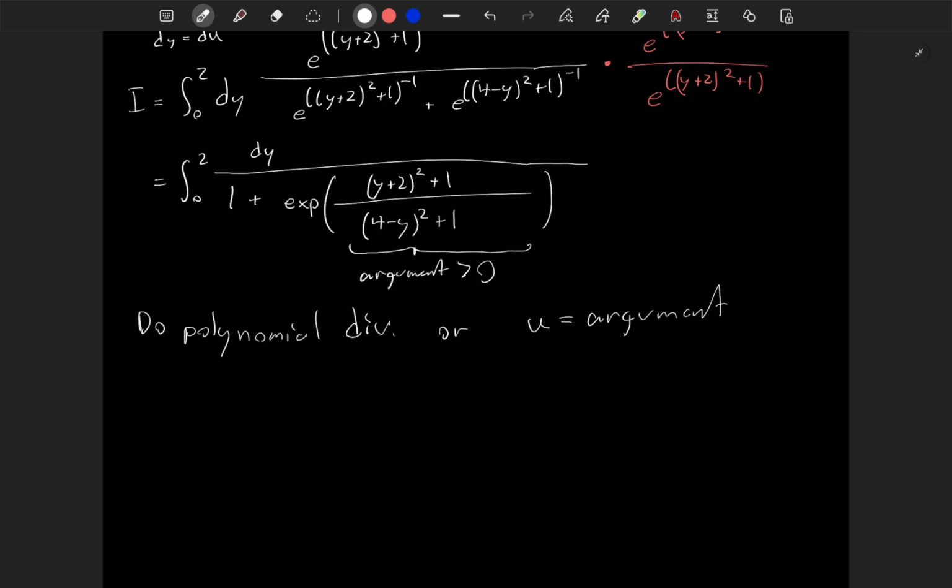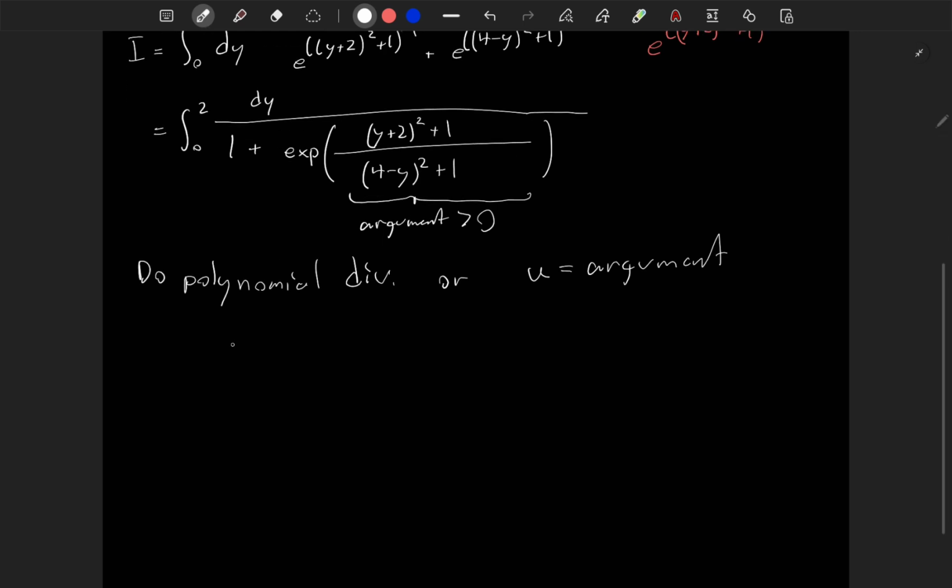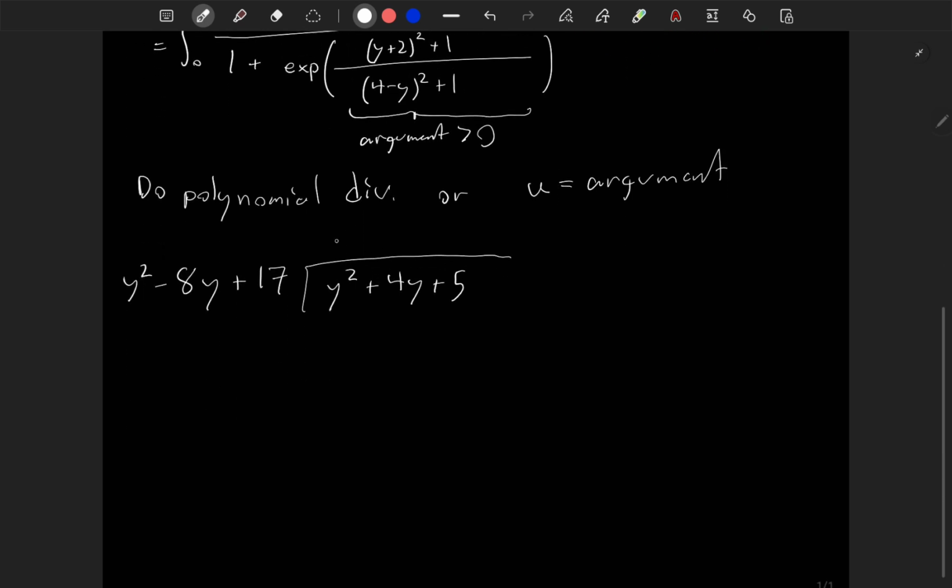Let's do the polynomial division first, just to see if we can learn anything. So what we specifically have is y squared plus 4y plus 5 divided by y squared minus 8y plus 17. Yeah, we of course have a remainder.